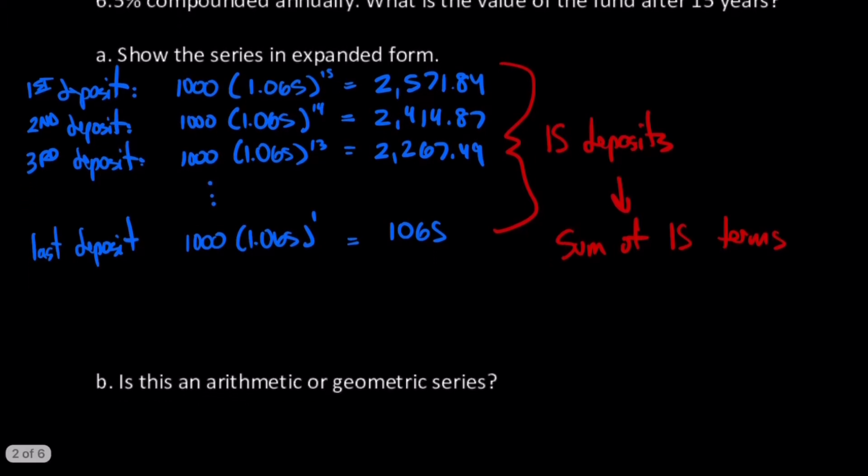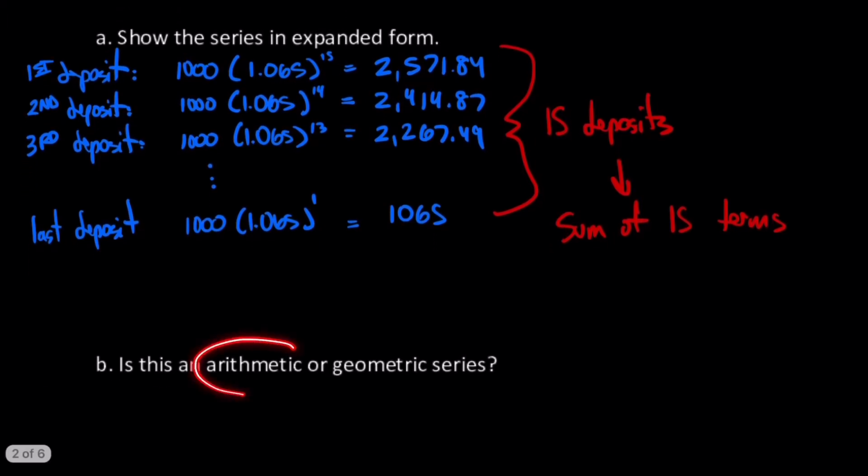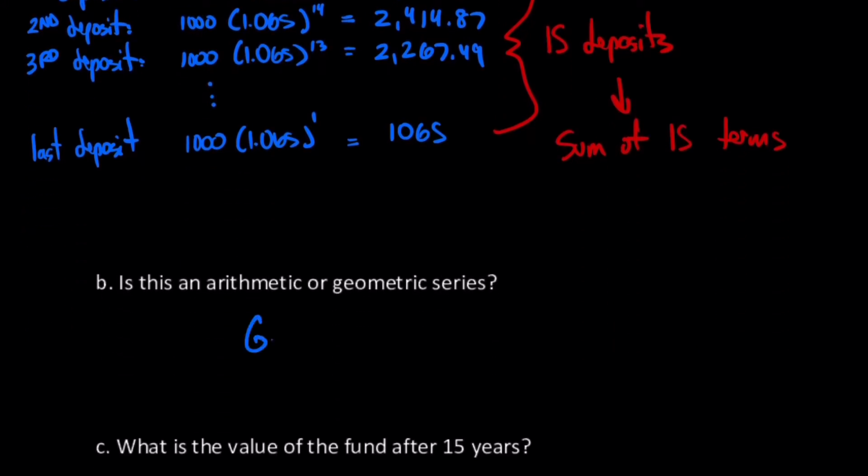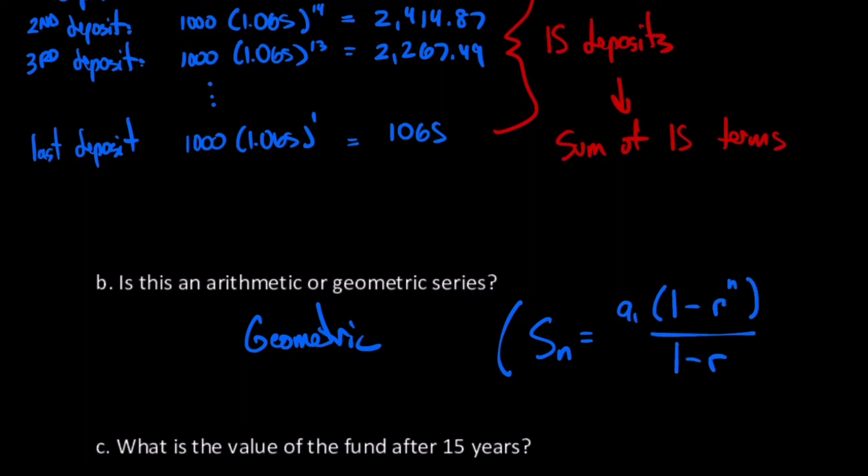Well, first let's think about what type of series. Is this arithmetic or geometric? Anytime you increase or decrease by a percentage, you guys should know by now that's going to be geometric. So that's simply going to be a geometric series. Well, remember, we have a sum formula for a geometric series. What is that sum formula? It's a sub 1 times 1 minus r to the n all over 1 minus r.